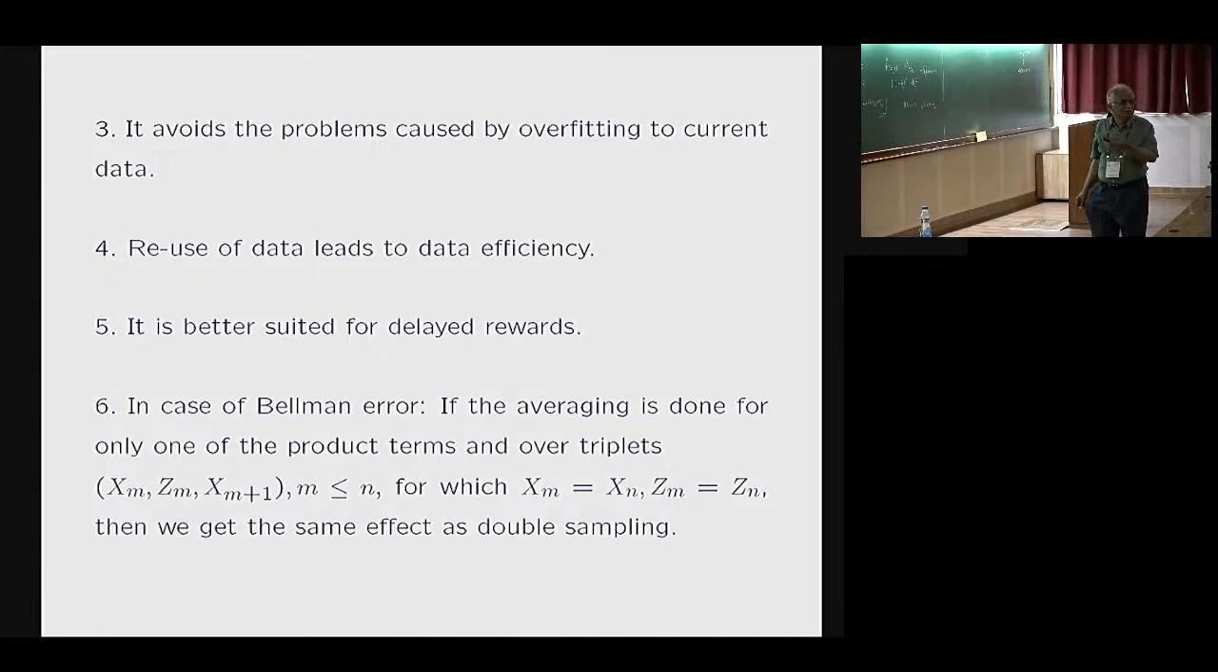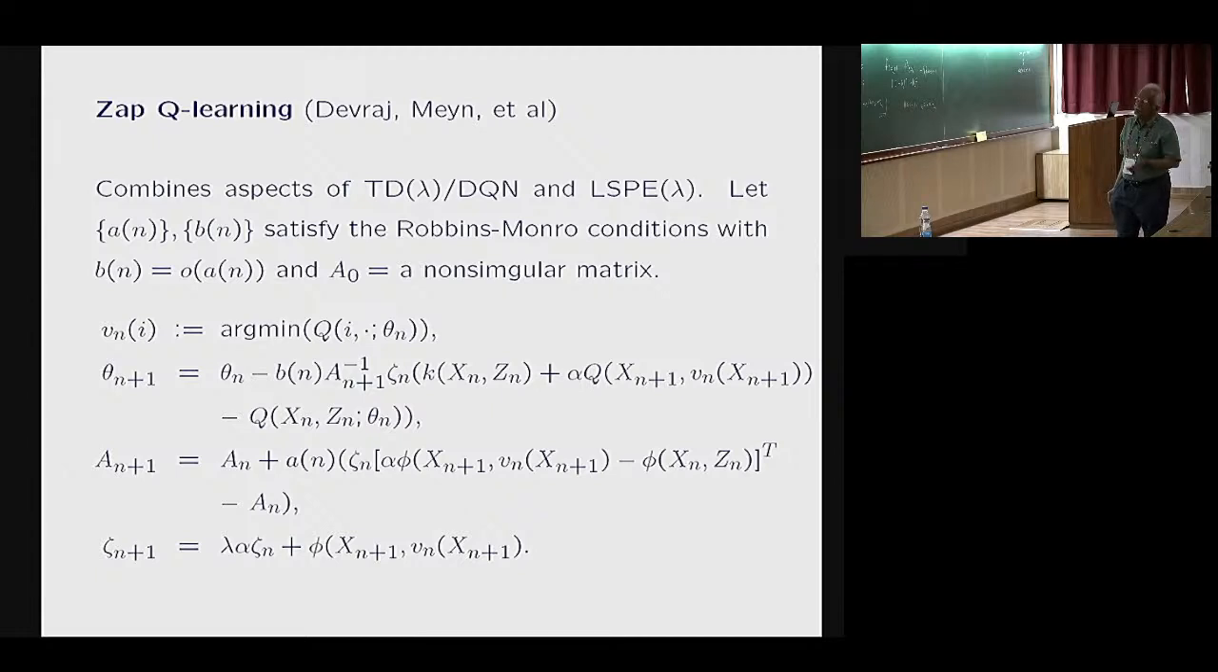Number 5 is important. It's better suited for delayed rewards, like a robot walking and doing something at the end. Here they do express it only for the first product term. And this is the good median time.